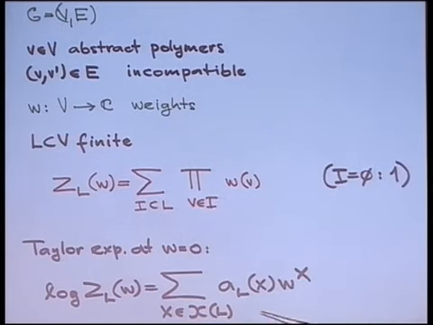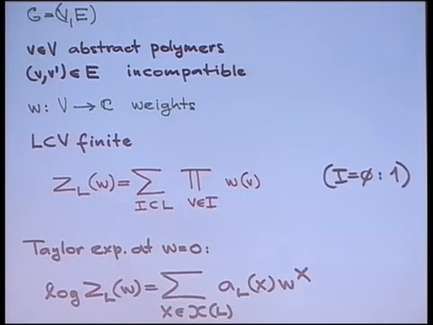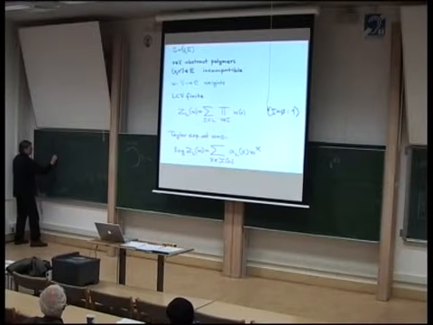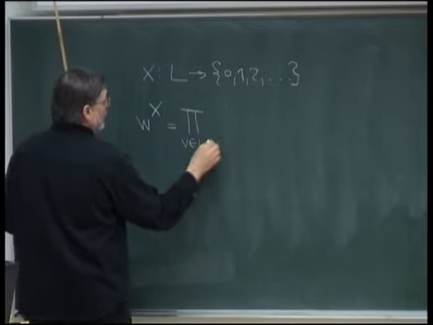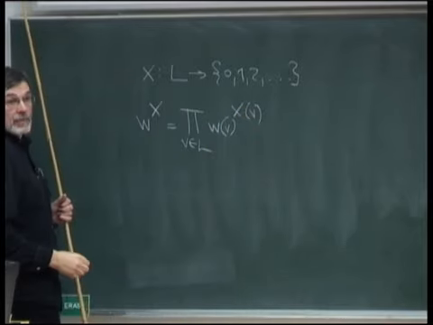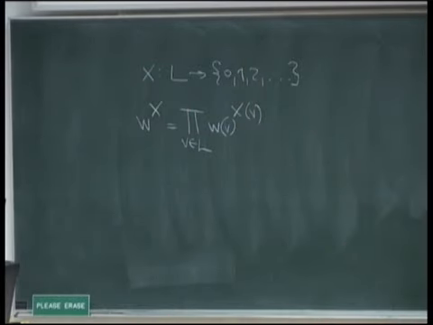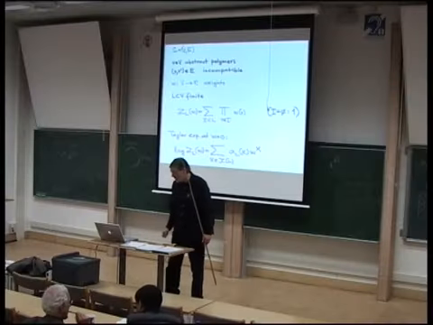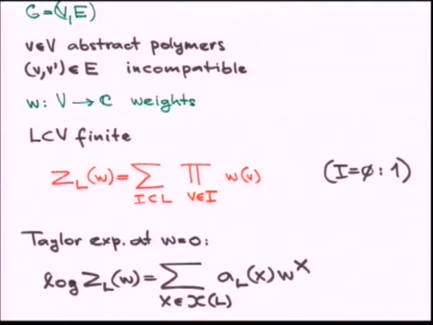So is the notation clear to everybody? X is simply a mapping from L to the numbers 0, 1, 2, and so on. And say w to x is the product over v in L of w_v to the power x_v. So we have that. This we have free of charge, no work. Now there is a couple of observations about this. So let me write this expansion here for you.